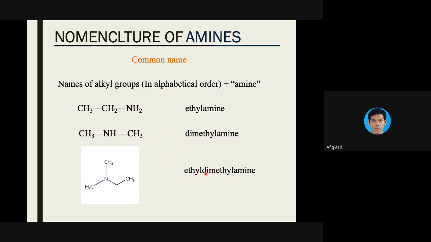So this dimethyl denotes the CH3, and you don't put di in front when considering alphabetical order, because the alphabetical order is based on ethyl and methyl, E and M. So E comes first. Di is just to show that there are two methyls bonded to this nitrogen.